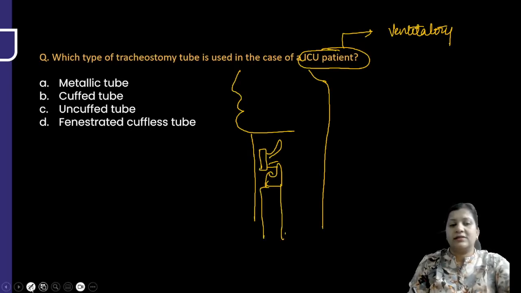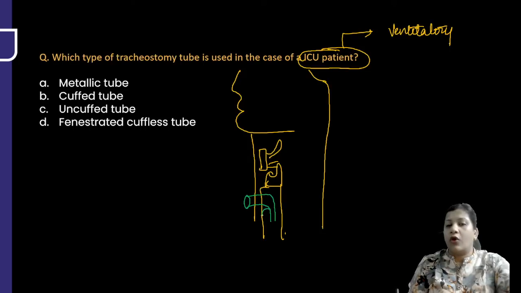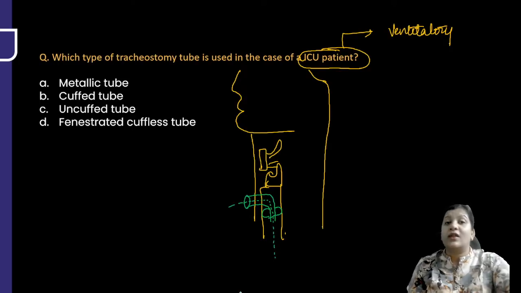Now, when I insert the tube, I don't want air to leak around the tube. So I want a cuffed tube so that the air that I give through the tube will go down into the trachea and the airways without any air leak, allowing me to give a maximum tidal volume. So will you use an uncuffed tube or a cuffed tube? You will definitely want a cuffed tube. So an uncuffed tube is not an option.